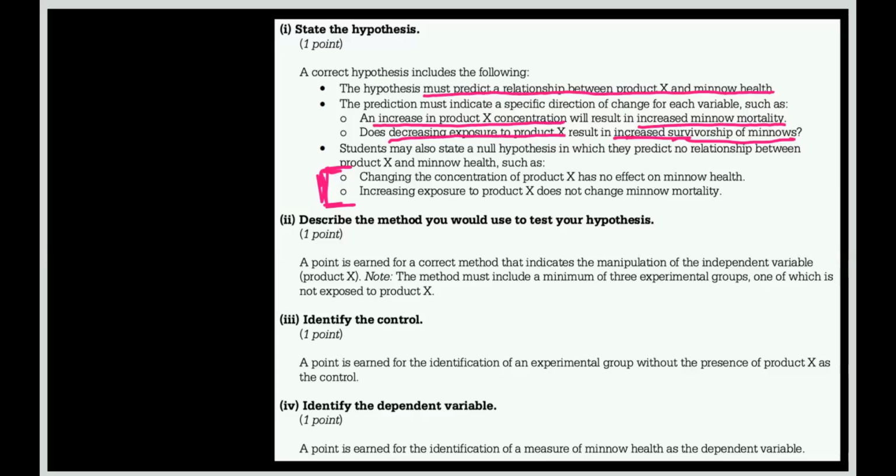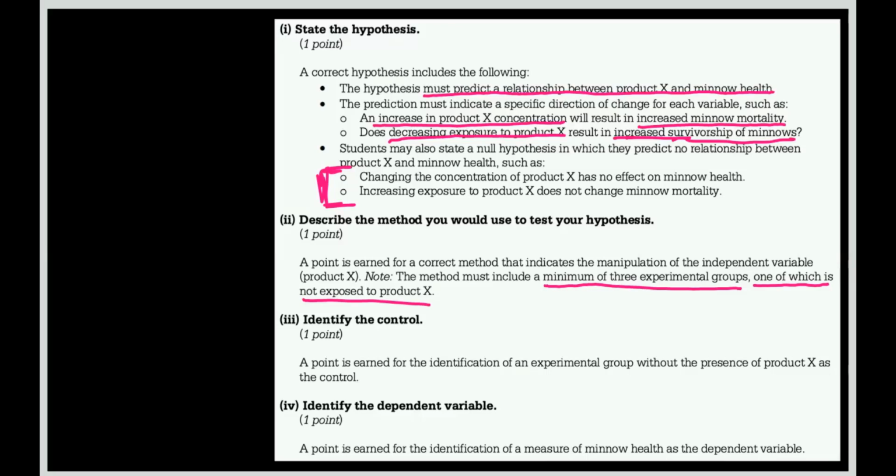And you notice they say you must have a minimum of 3 experimental groups and 1 is not exposed to product X. Okay, and this is basically the basis of any experimental design. If they ask you to write an experimental design or design an experiment in oceanography and APES, whatever class, you want to have at least 3 experimental groups and at least 1 control, which is, in our case, the one that has no independent variable with it. So since ours was product X, the control is the group not exposed to product X.